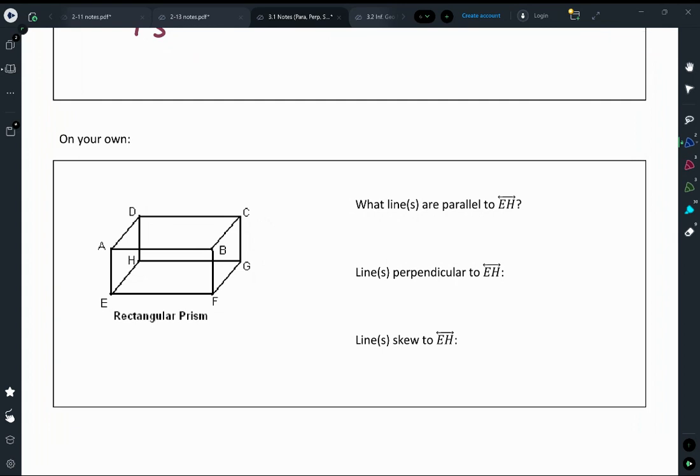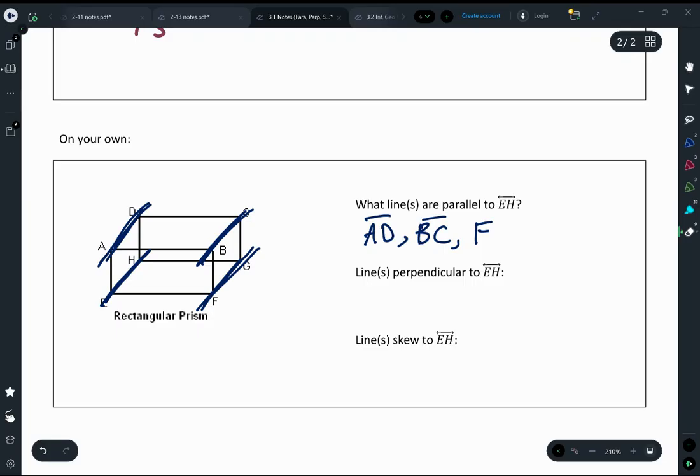So parallel to EH, here's EH. So parallel would be here and here and here. So we have AD, we have BC, and we have FG. And I meant to write a G there. Okay, then we're going to erase our work.